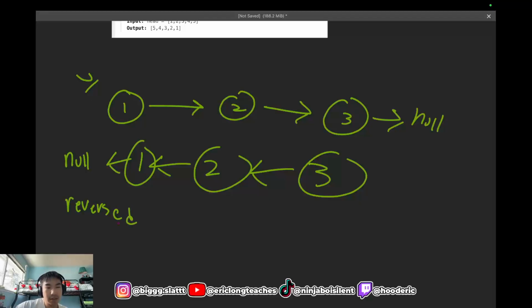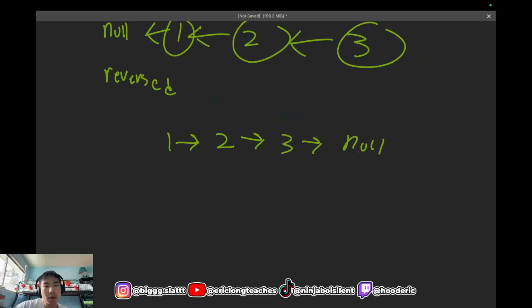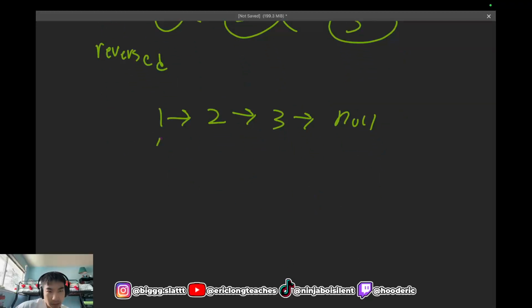So how can we do this? Well, first of all, we notice that null is being pointed right over here. So let's go ahead and write it again. 1 points to 2, points to 3, points to null. We could have a pointer at 1, and a pointer at 2. All we have to do is cross out this and make 2 point to 1. And then just keep on doing it.